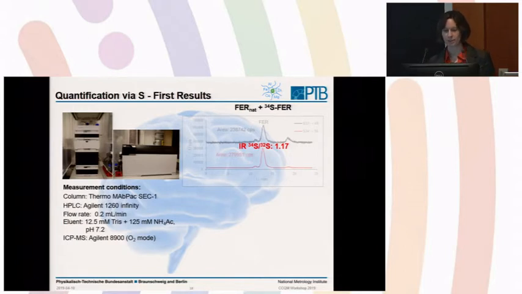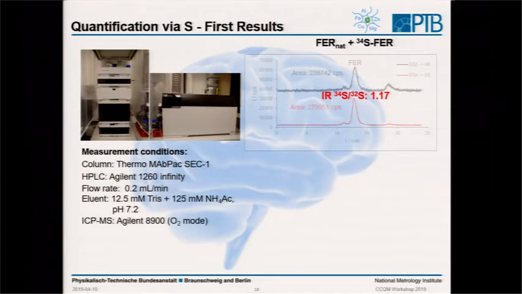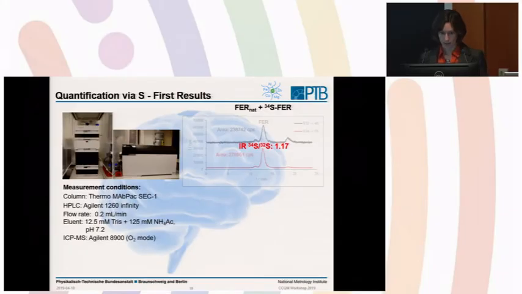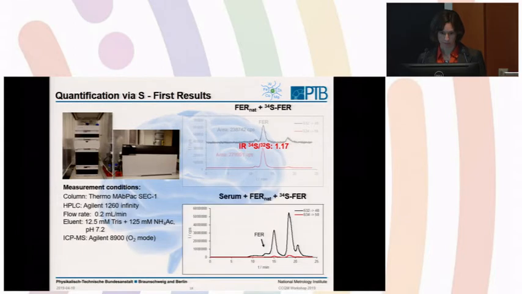So we thought, great, we go forward now and do the same with the serum. In serum, the expected concentration is very low. So my first idea was, as a first step, just add the natural ferritin, like we did here with the buffer, and add the spike. And then something very unexpected happened.